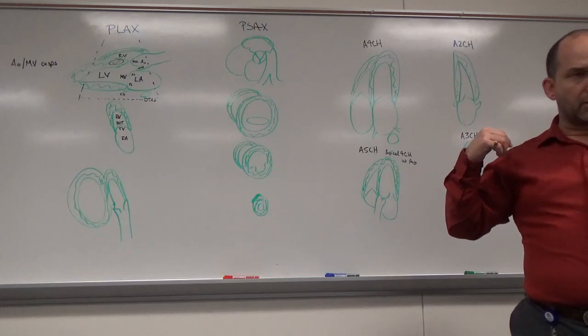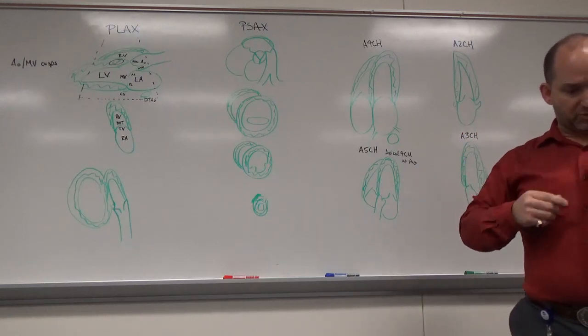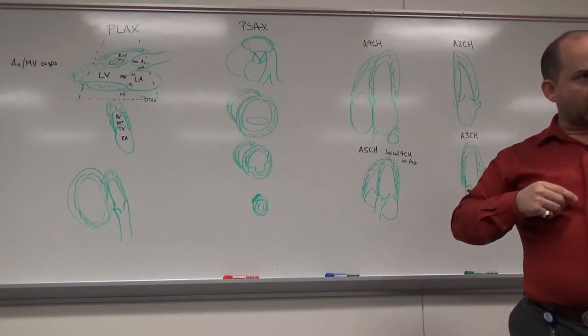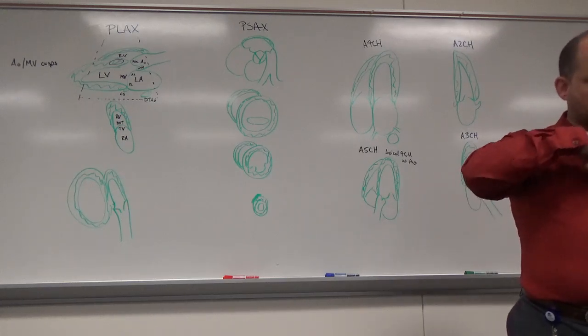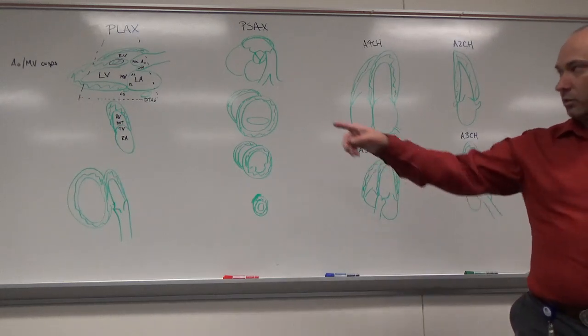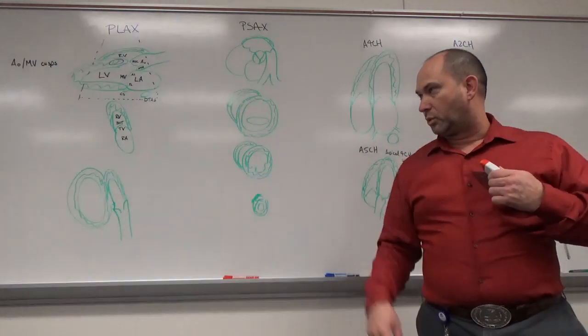So indicator up to the right shoulder. Tricuspid valve, we're pointing down towards the valve. Okay, so we're going from the aorta down to the valve there, and that's where we get this view. And then the next view is what?